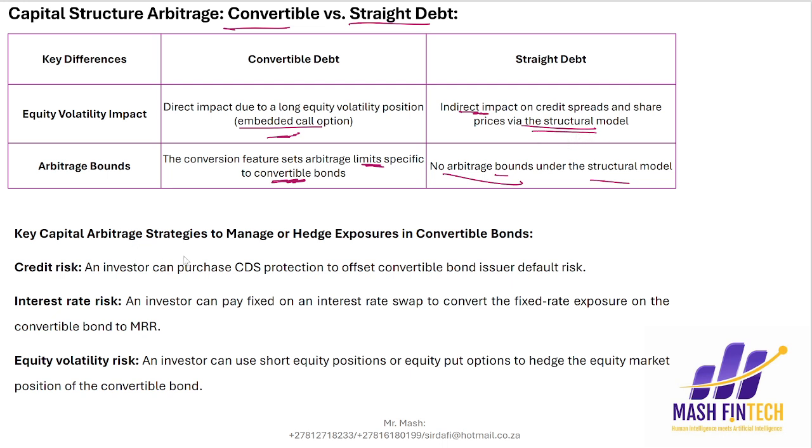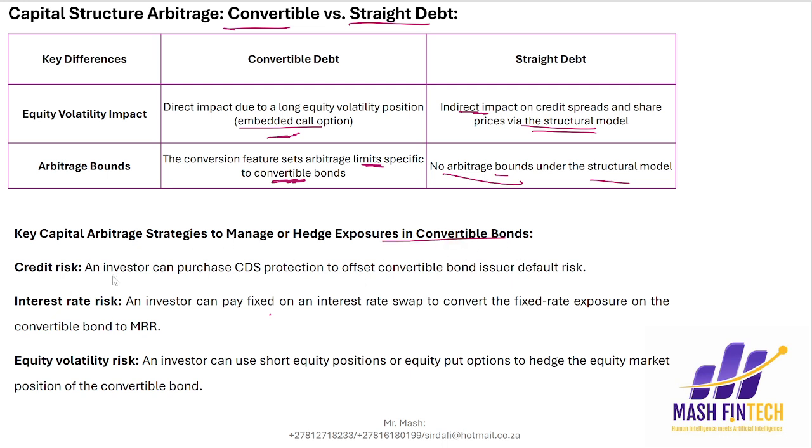Okay, the credit risk: an investor can purchase CDS protection to offset convertible bond issuer default risk. An investor can pay fixed on an interest rate swap to convert the fixed rate exposure on the convertible bond to the market reference rate. And on the equity volatility risk, an investor can use short equity positions or equity put options to hedge the equity market positions of the convertible bonds. So these are the key arbitrage strategies to manage or hedge exposures in convertible bonds.